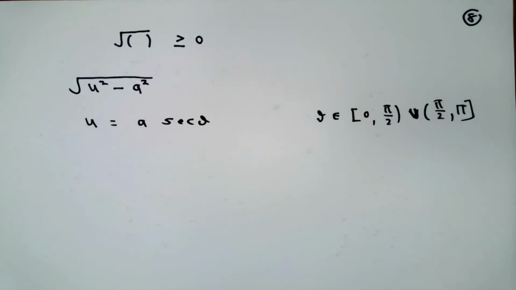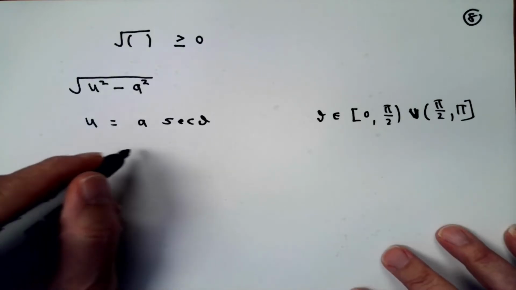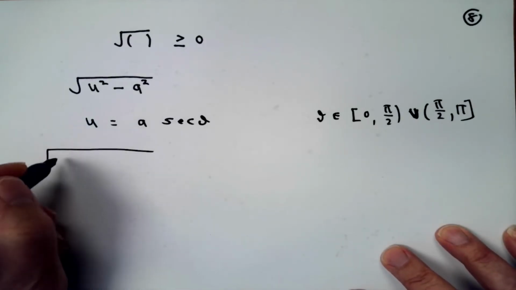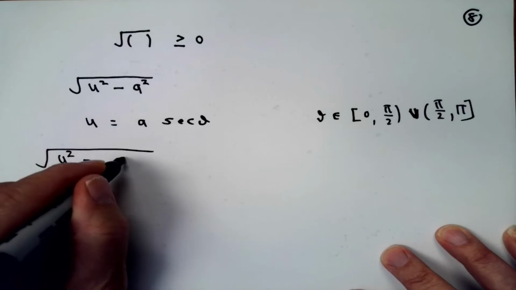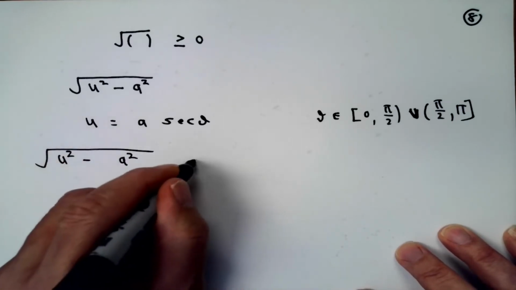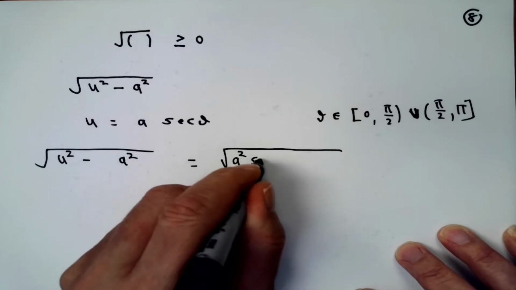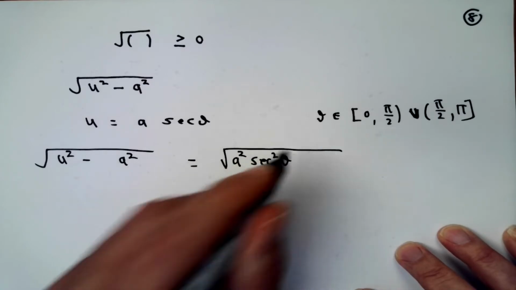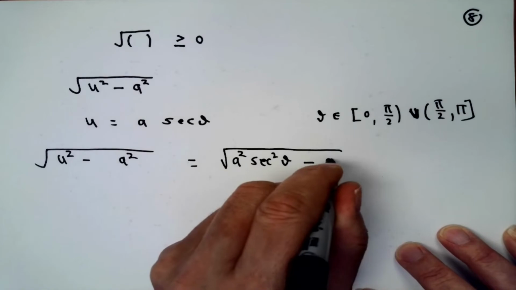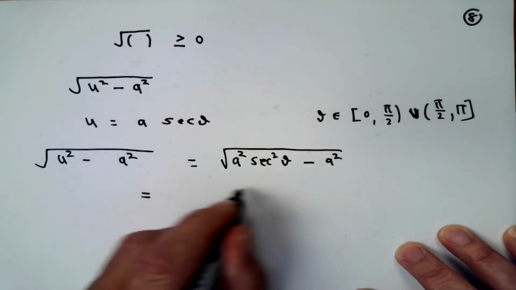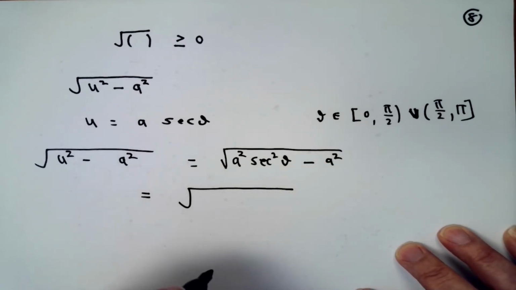Let's let u equal a times secant of theta, where theta is contained within the range of numbers that we have previously stated. In order to do our integration problem, I'm going to have to know the value of radical u squared minus a squared.